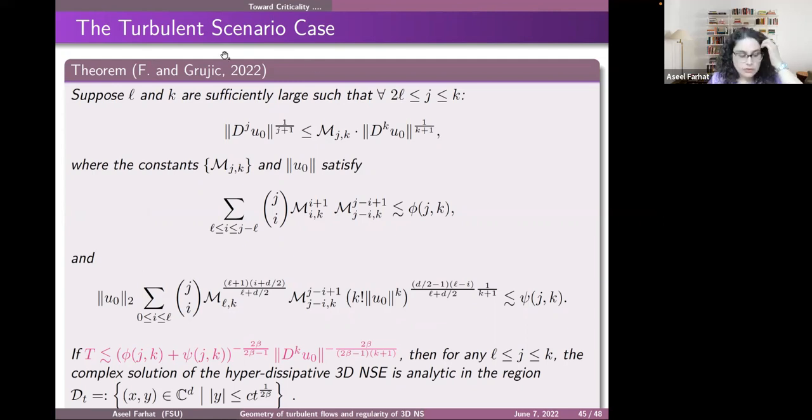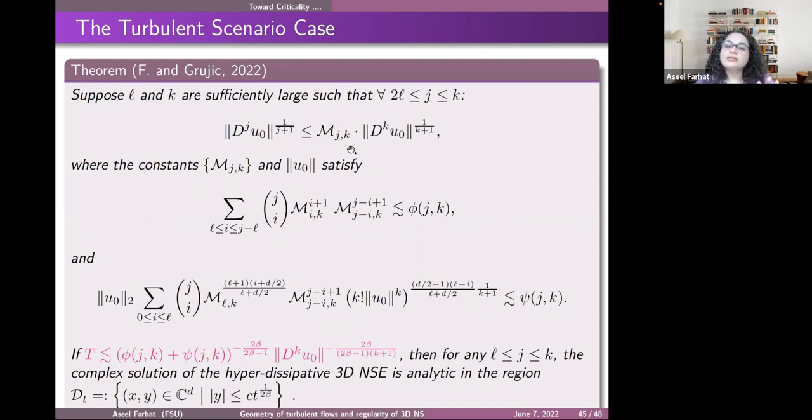So for the turbulent scenario, if you have turbulence, we expect generation of high derivatives, or sorry, the derivatives will intensify in the fluid. So the high derivatives will have bigger magnitude than the low derivatives. But in a way, you don't expect that things will become too big. You expect that there is a range of scales, where j is the order of derivatives, where you can control the low derivatives, D^j, by the high derivatives, D^k.